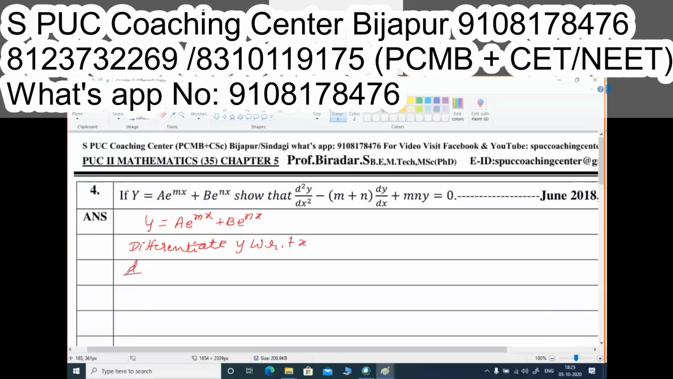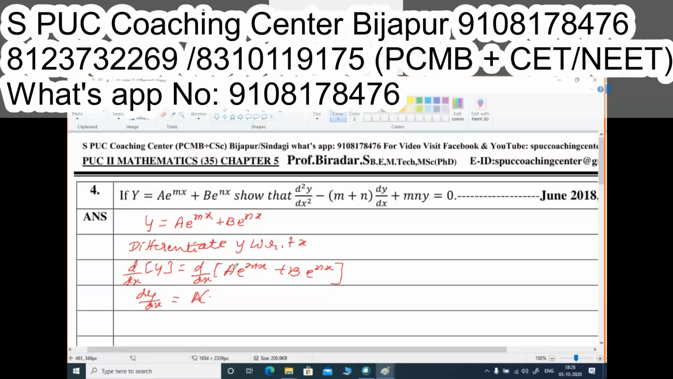What are you going to get? d by dx of y equals d by dx of a into e raised to mx plus b into e raised to nx. Then dy by dx equals, a is constant, m into e raised to mx. If you are perfect, you can write it directly, no problem. Just for simplicity, I am going to demonstrate it here.